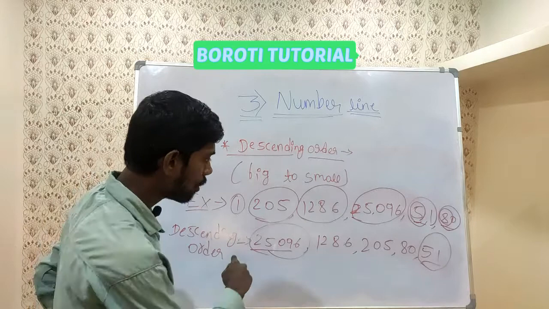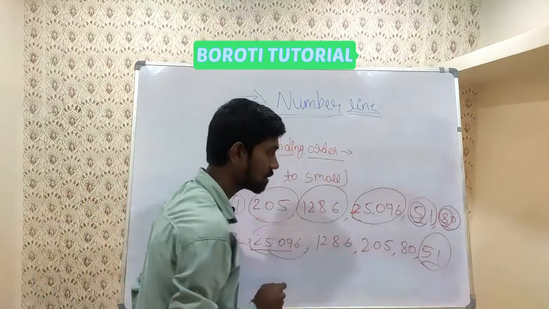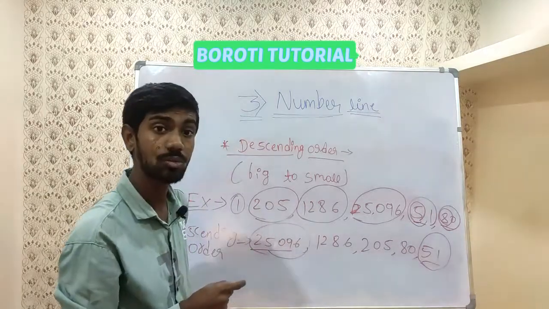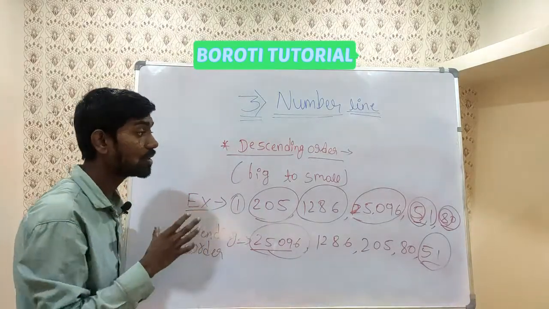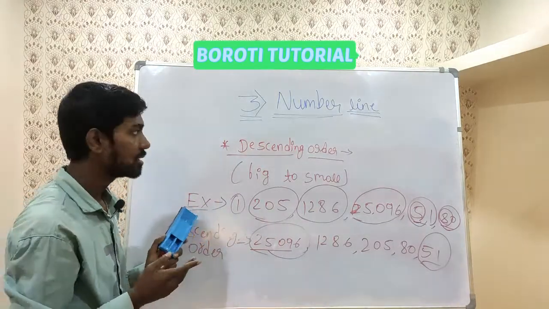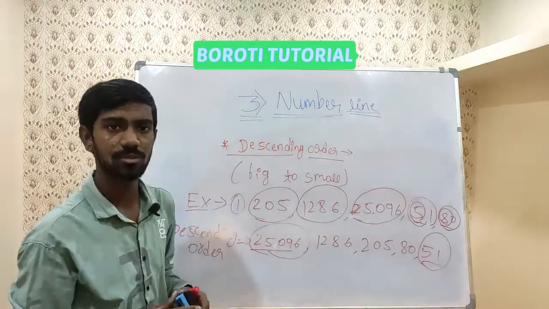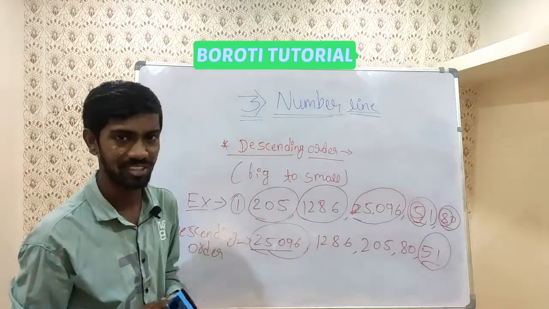See, out of these numbers, this is the biggest number because it has 5 digits, which means it has the highest place value, 10,000. So you need to understand the place value tables. That's why I made a video on the place value table. I also shared it in the description, so please go and watch it.